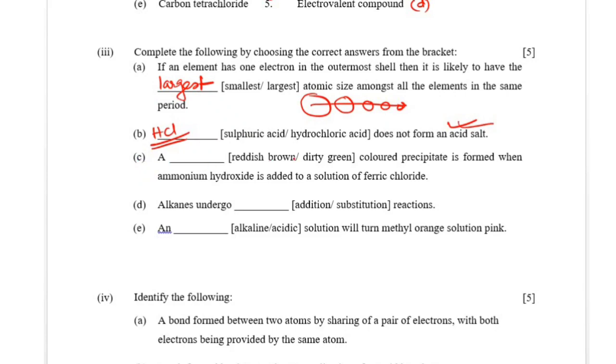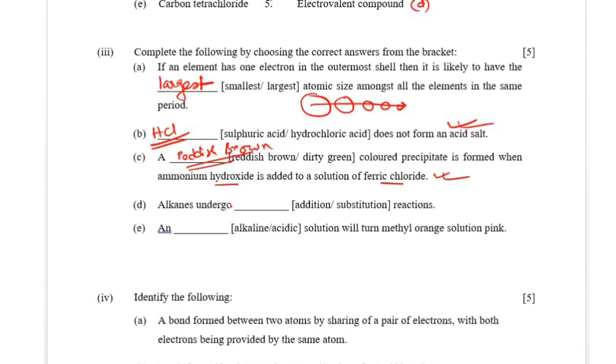Option C. A dash colored precipitate is formed when ammonium hydroxide is added to a solution of ferric chloride. Here the answer is reddish brown. When ammonium hydroxide is added to ferric chloride, ferric hydroxide and ammonium chloride are formed. Reddish brown will be the answer.